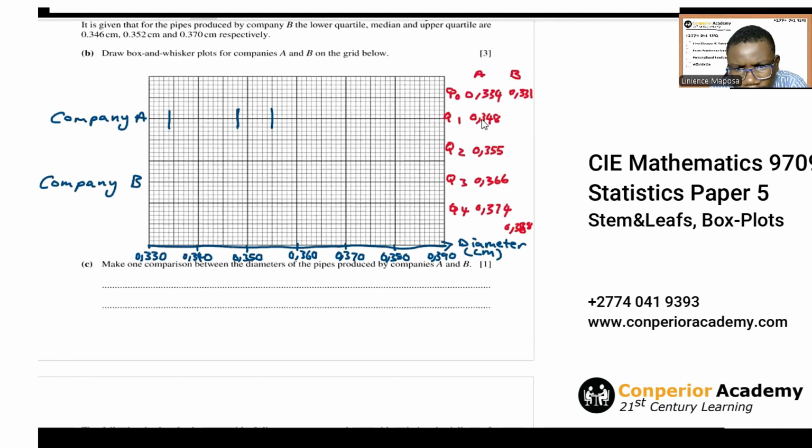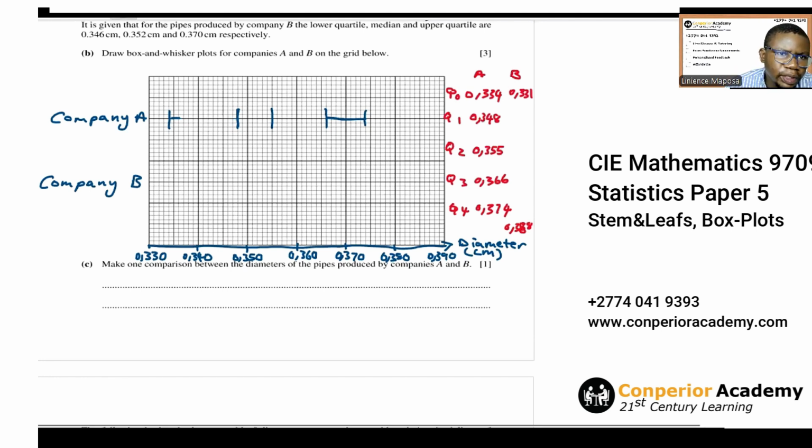Then I need 0.366. 0.366 will be right here. And then I need 0.374, which will be right here. Okay, so I just draw the whiskers, connecting Q0 and Q1, and then Q3 and Q4. Make sure that your whiskers do not cross into the box. I encourage you to use a pen here so that things can be seen nicely.